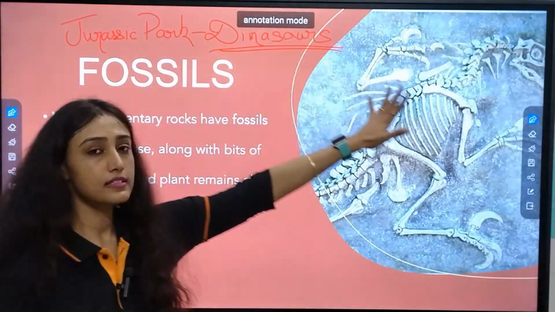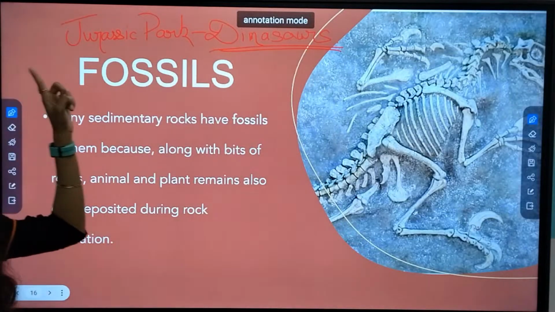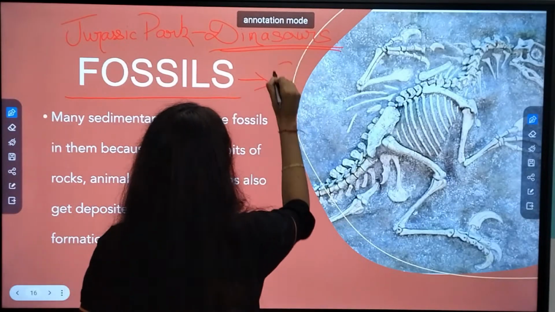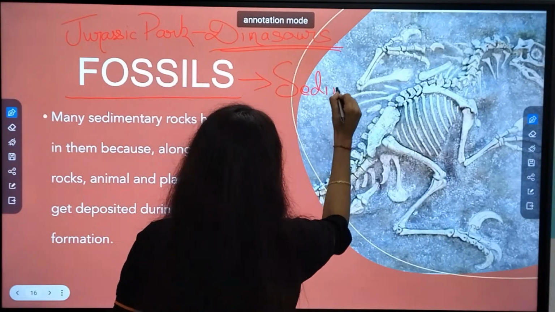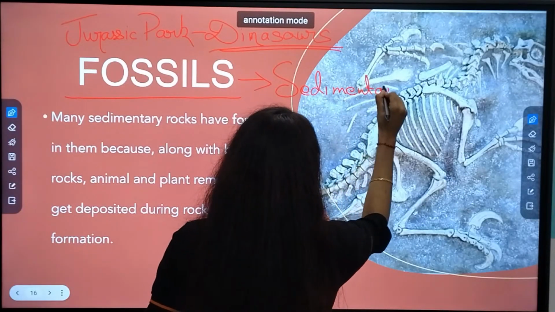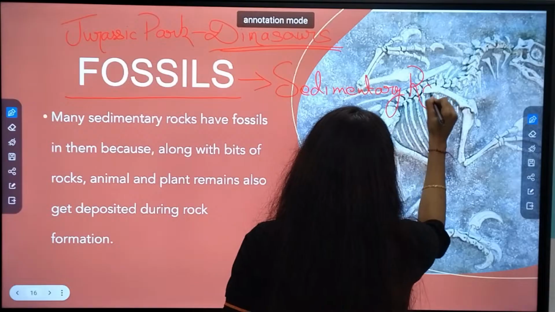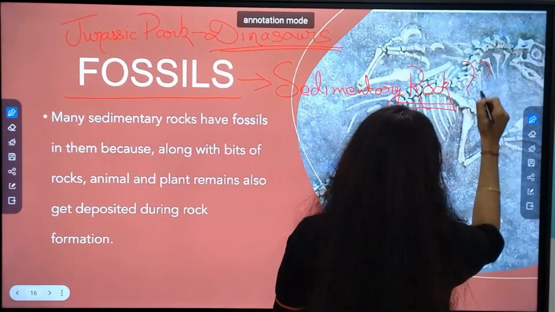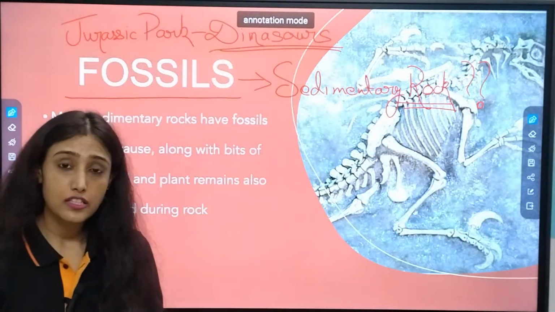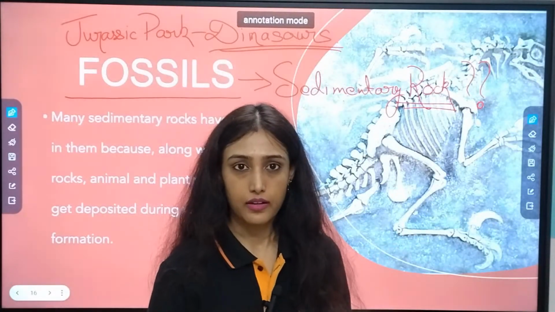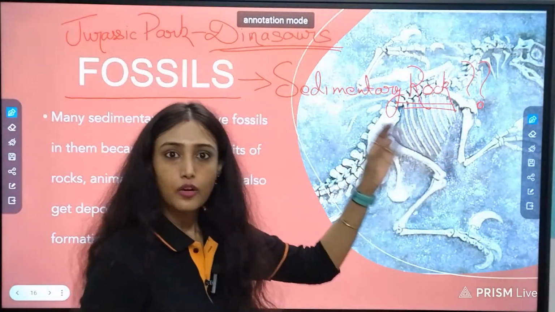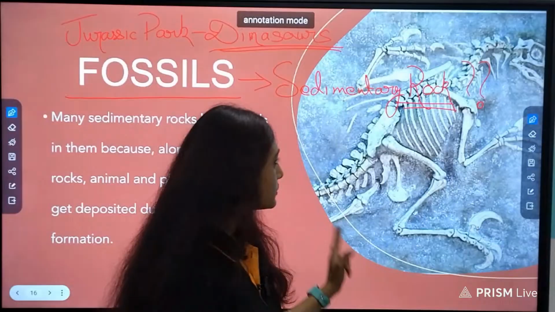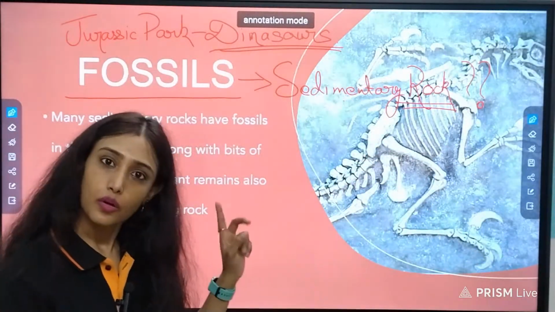So how are these fossils formed? First and most important point: fossils are found only in sedimentary rocks. Again the question comes, why only in sedimentary rock, ma'am? Because igneous rocks are formed from molten lava. And if a dinosaur fossil would have come in contact with molten lava, do you think that it would remain intact? Obviously it does not. Okay.